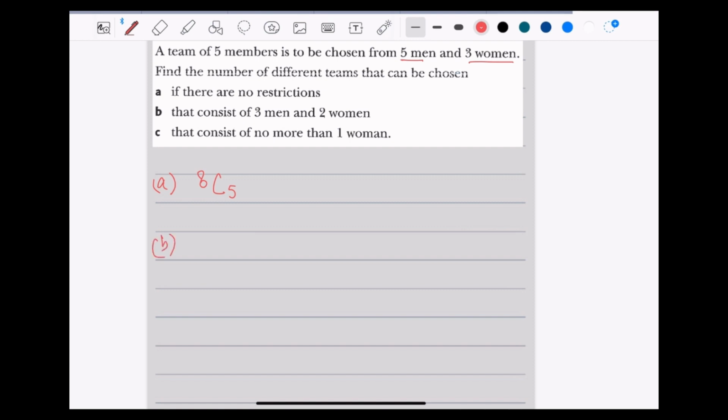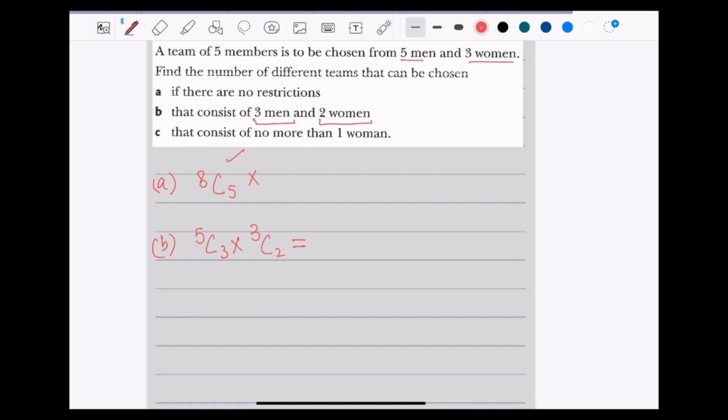For part B, there are restrictions. There has to be 3 men in the committee and 2 women. I cannot use this one because this has all the possible ways, which are nullifying part B. For part B, what I'll do is I'll take my 5 men and select 3 from them, times, there are 3 women and I'll select 2 from them.